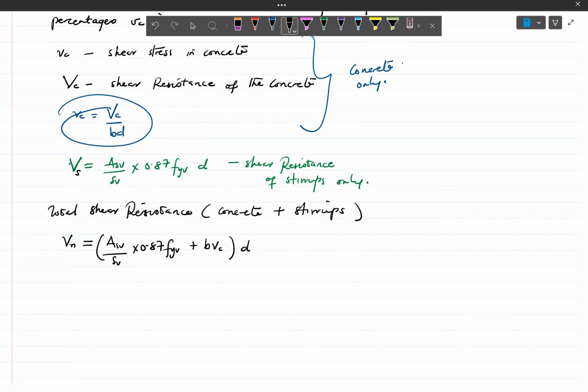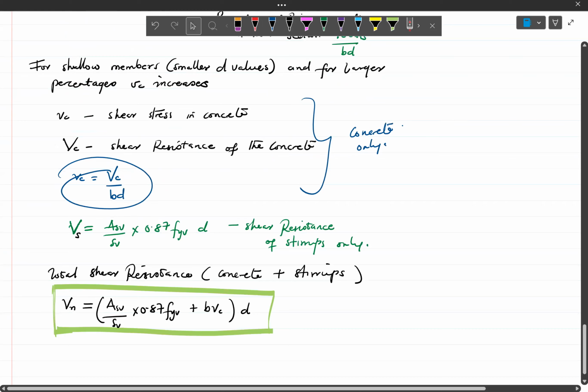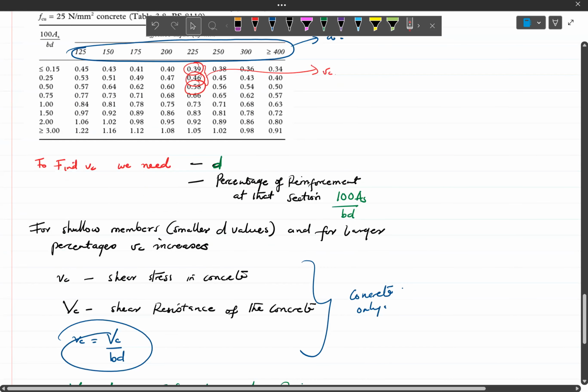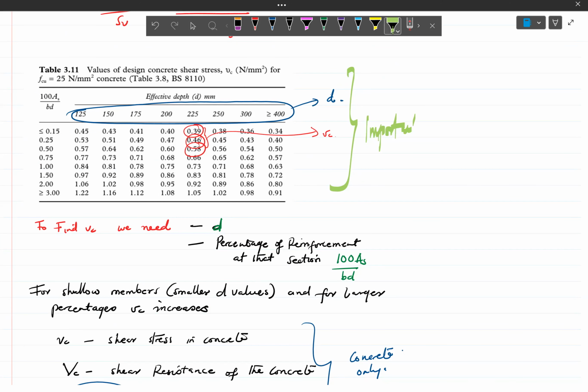So this is for concrete and stirrups. Please take note of this equation. We will be seeing this equation a lot, and this table here will be very useful. So let's say important.